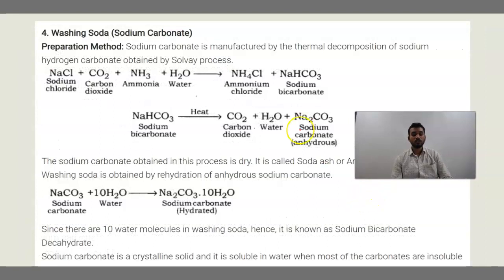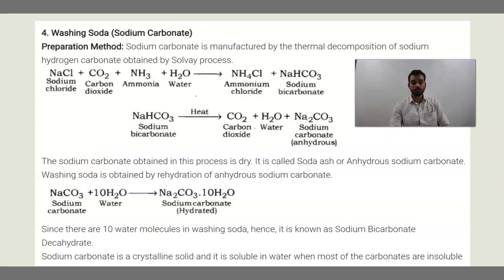Washing soda, sodium carbonate. What is the preparation method? Sodium carbonate is manufactured by thermal decomposition of sodium hydrogen carbonate obtained by the Solvay process. We can see the preparation over here. Sodium chloride, carbon dioxide, ammonia plus water. Combination of this, what happens? Ammonium chloride and sodium bicarbonate is obtained.